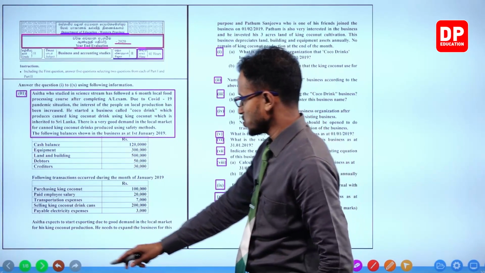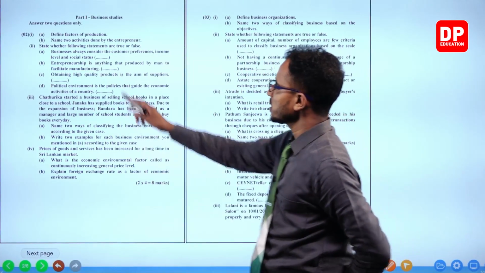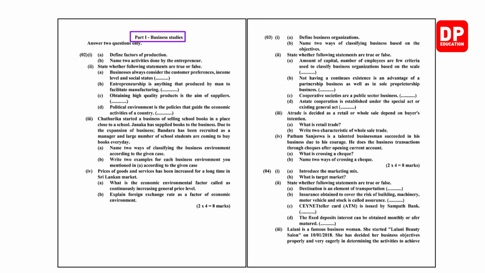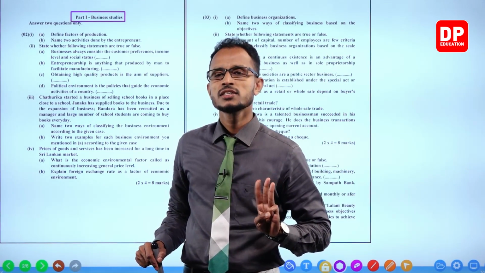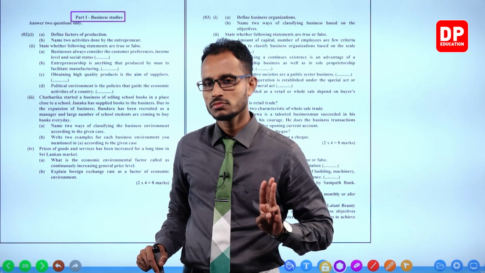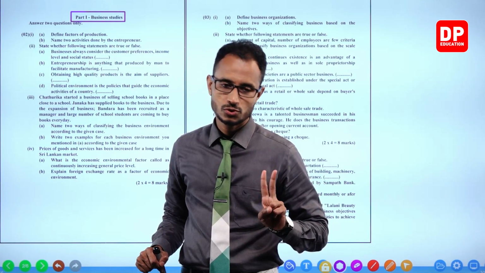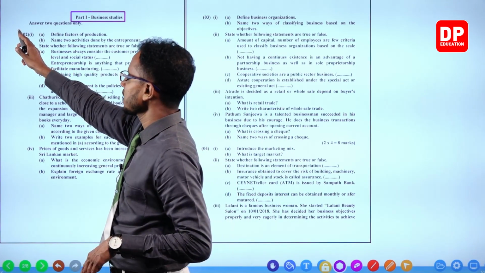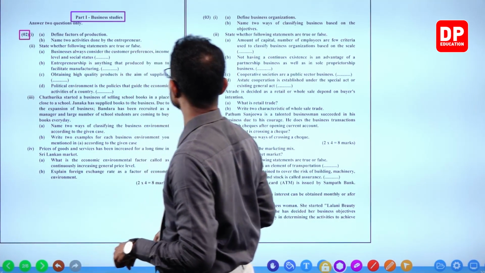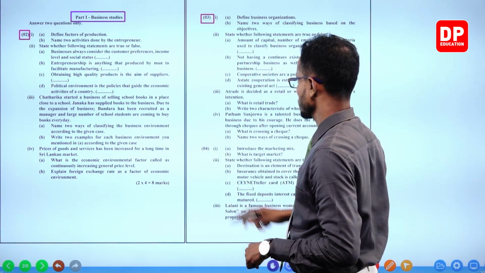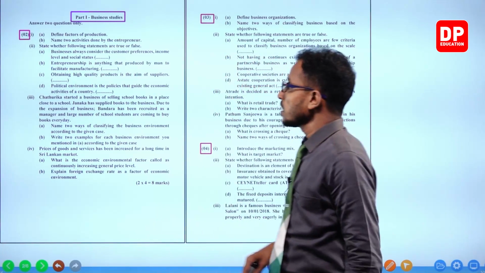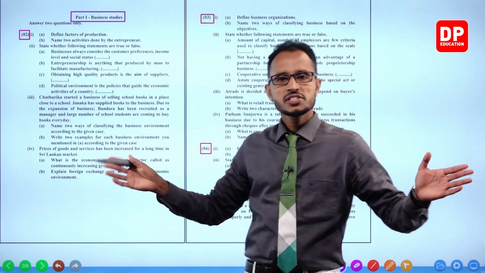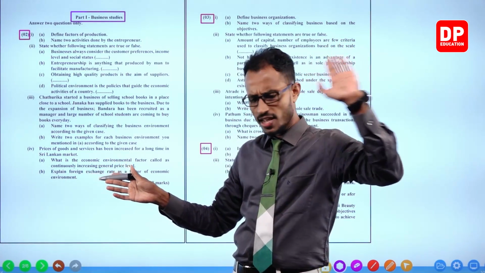But you're going to get a choice when you move on to the next part, the business studies part. You get 3 questions. Out of 3, you have to select only 2. It's your choice. Question number 2, 3, and question number 4. These questions are entirely from the business studies part of your syllabus.